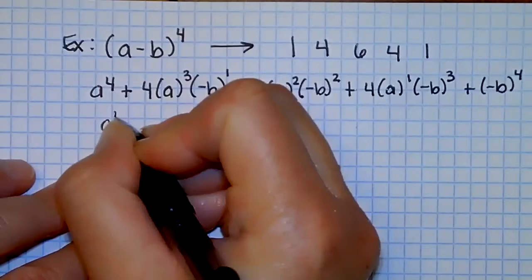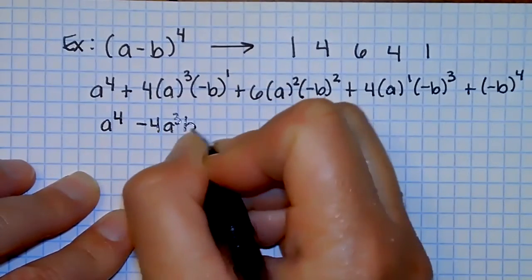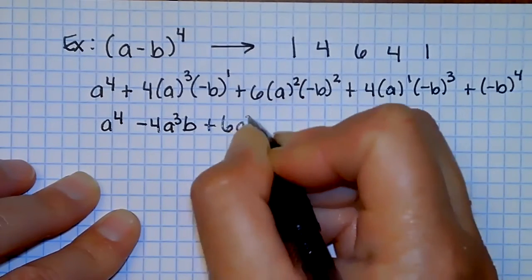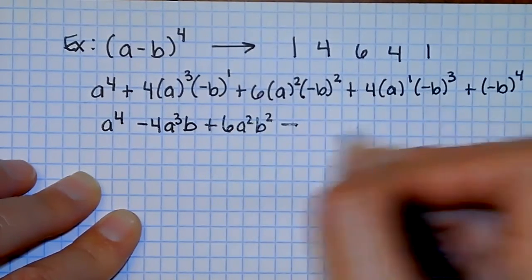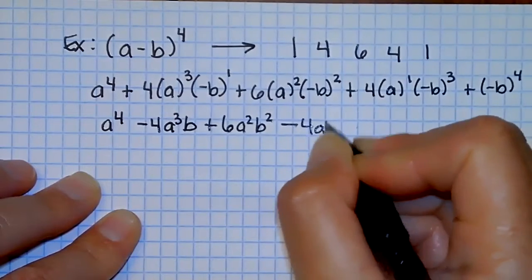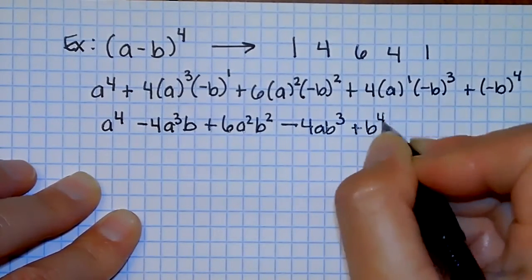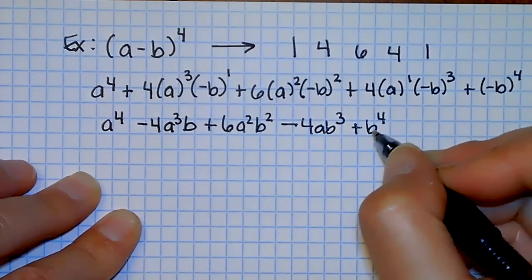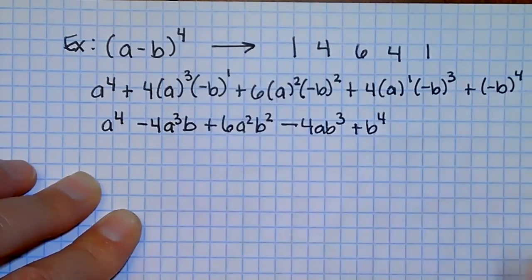So my final answer: A to the fourth minus 4A to the third B plus 6A squared B squared. And again, this one's going to be minus 4A B to the third plus B to the fourth. Again, anytime it's a negative to an even, it's going to be positive, and a negative to an odd, it's going to be negative. And that's your answer.